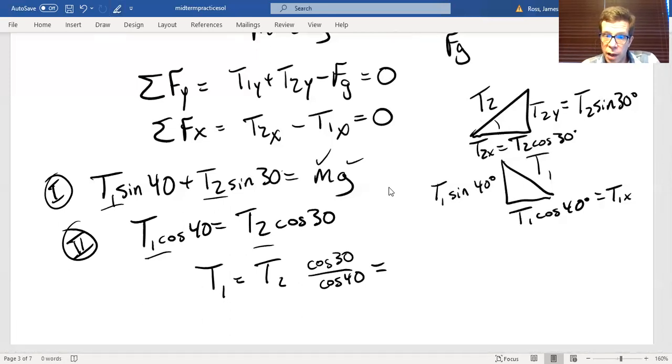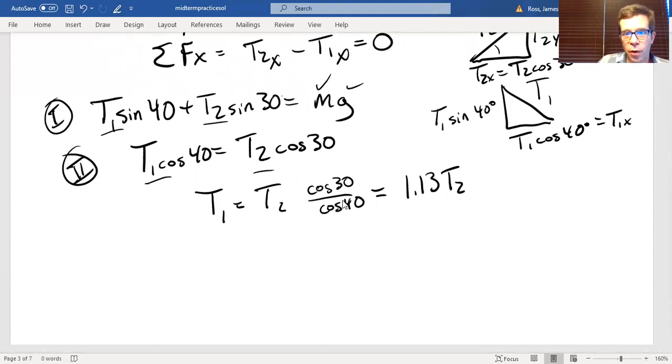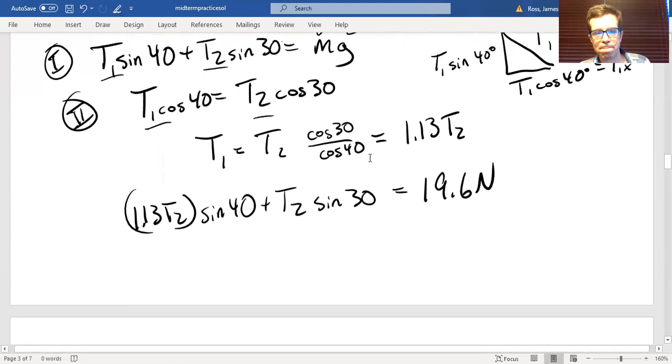So we can plug that in right now and see what that coefficient is. Cosine 30 divided by cosine 40 would be 1.13 times T2. All right. So now we can plug that in for T1 in the other equation. So 1.13 T2 sine 40 plus T2 sine 30 is equal to mg, which is 19.6 because it was 2 kilograms.